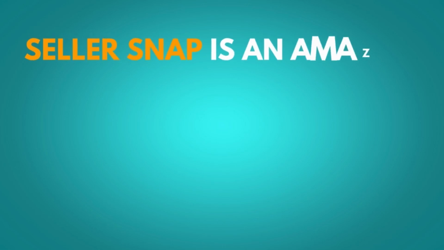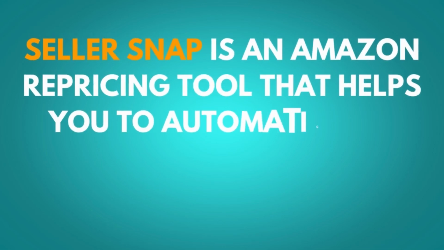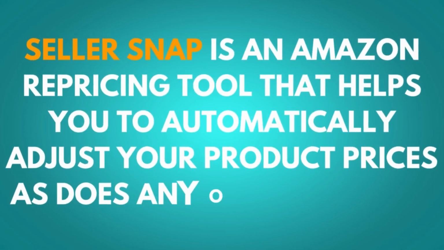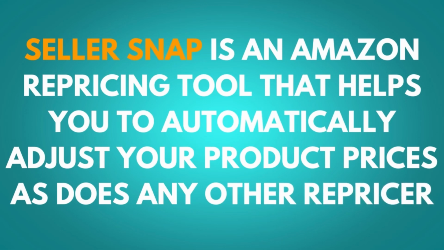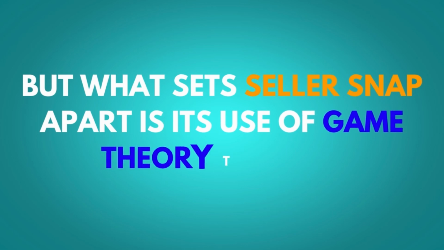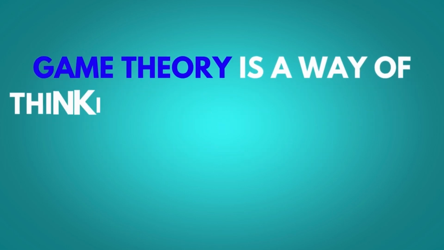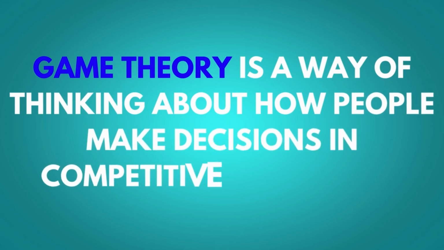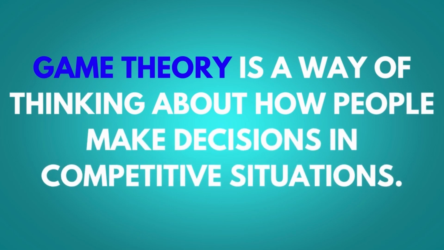Seller Snap is an Amazon repricing tool that helps you to automatically adjust your product prices, as does any other repricer. But what sets Seller Snap apart is its use of game theory tactics. Game theory is a way of thinking about how people make decisions in competitive situations. It helps us to understand how different choices and actions can affect outcomes, and how to make the best decisions based on what others might do.